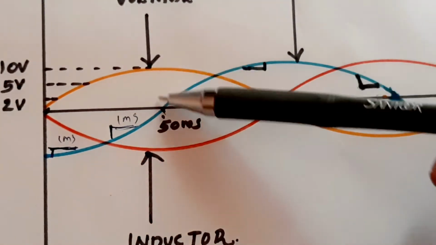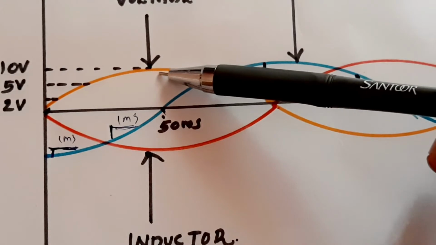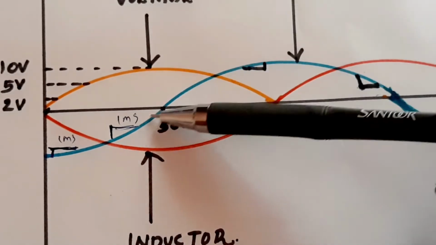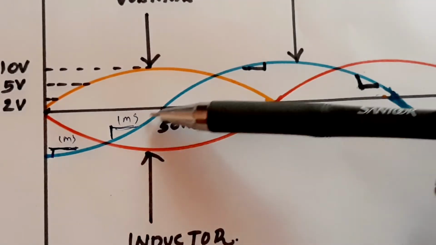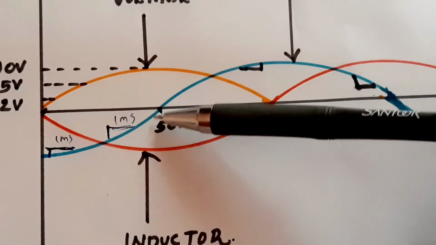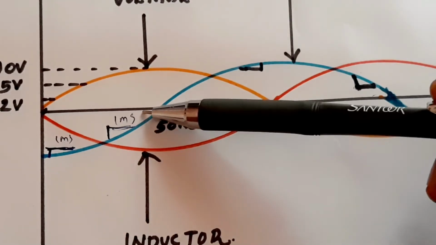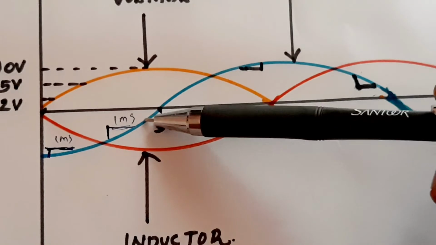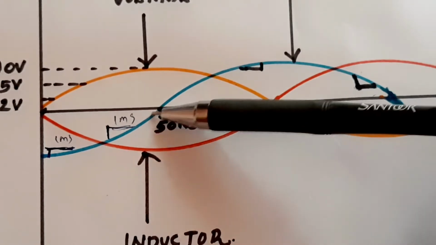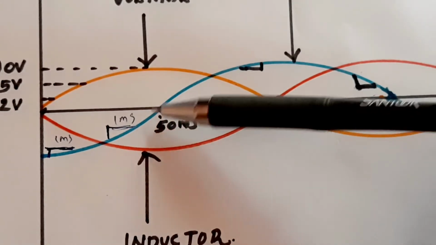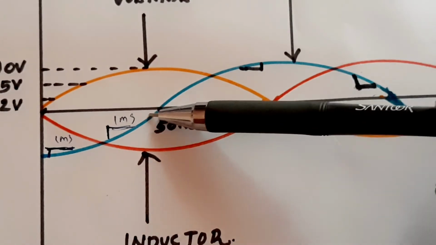So at this point, when the input voltage is maximum, the rate of change of current is very high. At this point, the inductor has almost no energy to continue the same current. So the rate of change will be very high at this point.